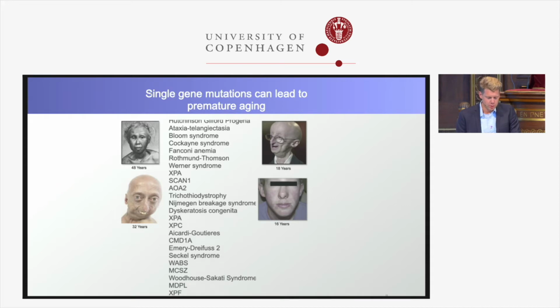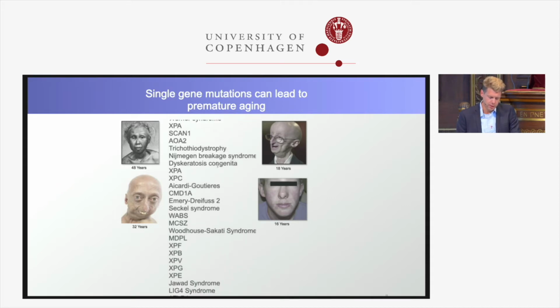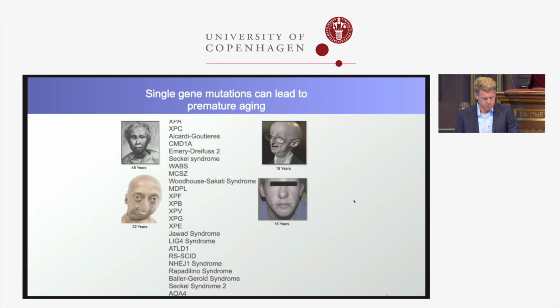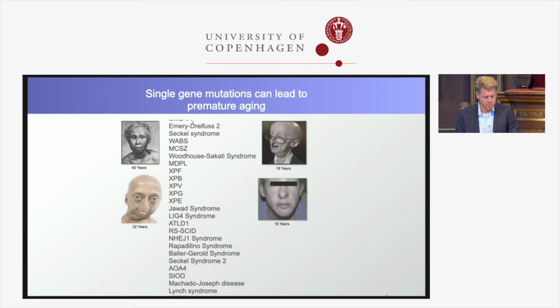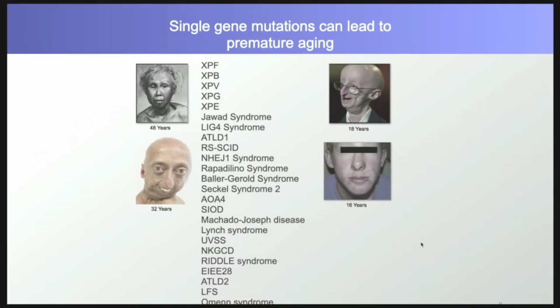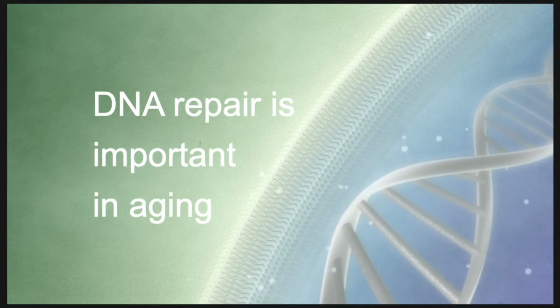Another piece of evidence for this is that you can get mutations in single genes that give premature aging. Many of these genes are involved in DNA maintenance. This is often caused by defects in DNA repair. So DNA repair is important in aging. I think we've heard that this morning.